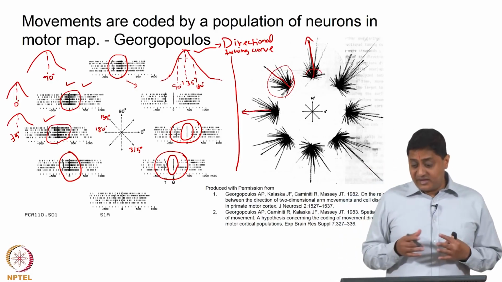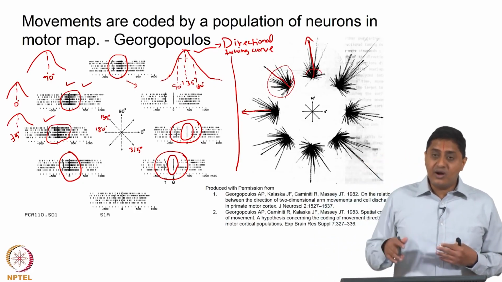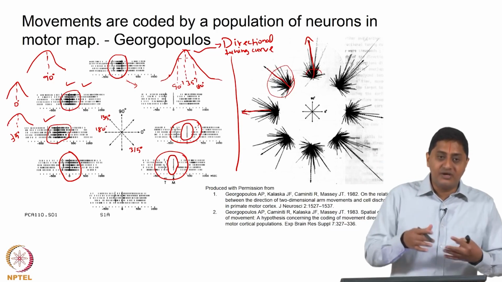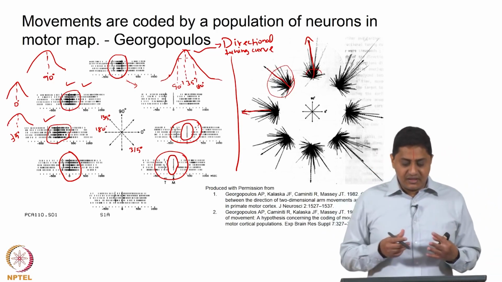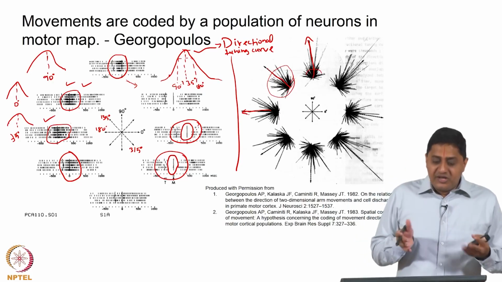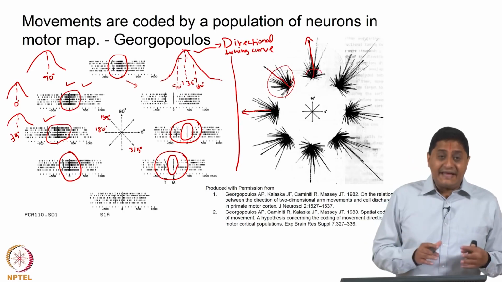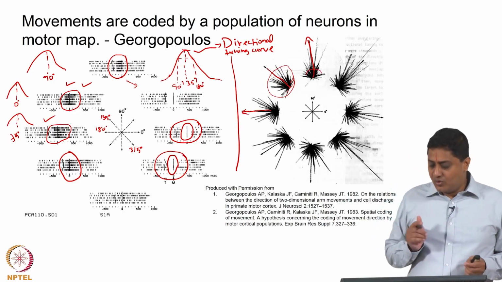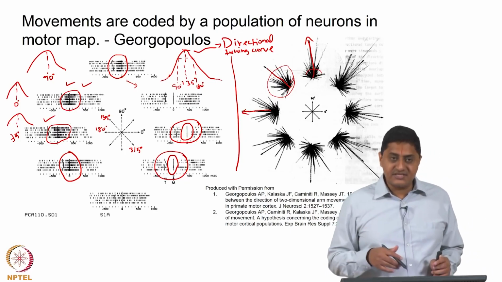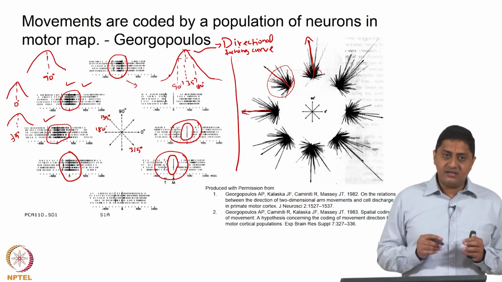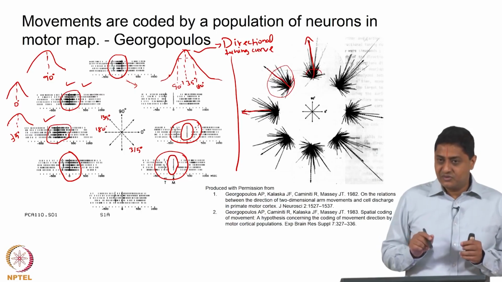From these activities, with this approach, I am able to predict what the direction of movement is from the activity of neurons. So, from this we could deduce that a population of neurons encode direction of movement. Note importantly that movement direction in this case is not specifically controlled by a single muscle.